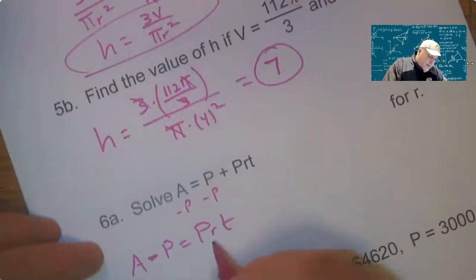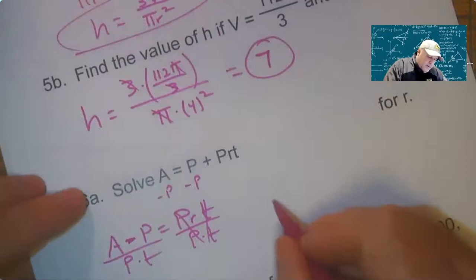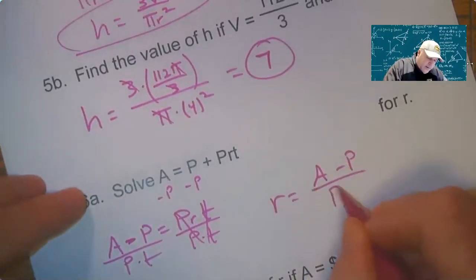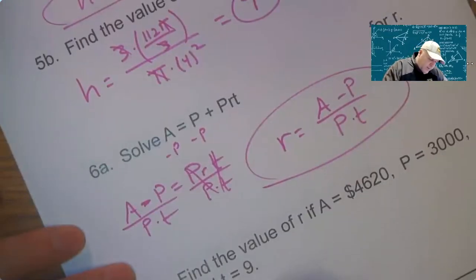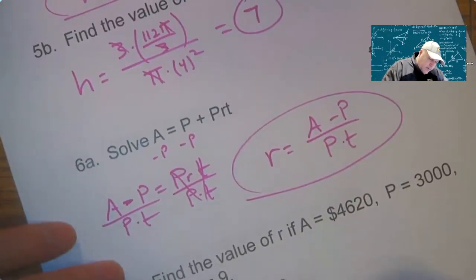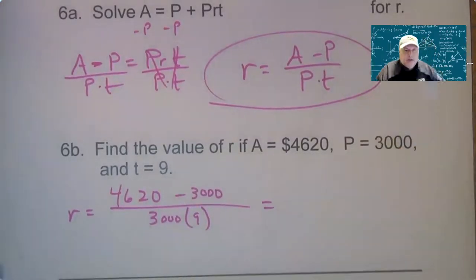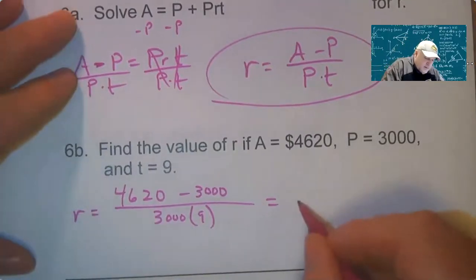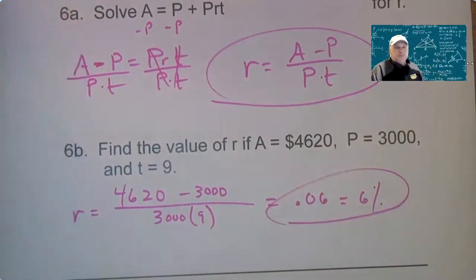Solve for r. So we would divide by p times t to get the r alone. So r is a minus p over p times t. Now find the value of r if a equals 4620 minus 3000 over 3000 times 9. So make sure you get it all in there correctly. These get substituted in. So that's a 6% interest rate on that. Those seem to be a giant problem substituting in.